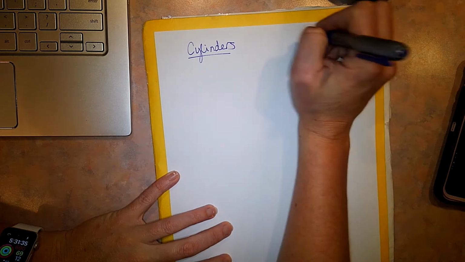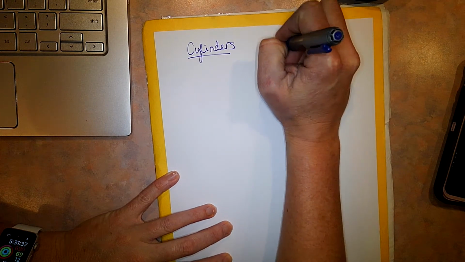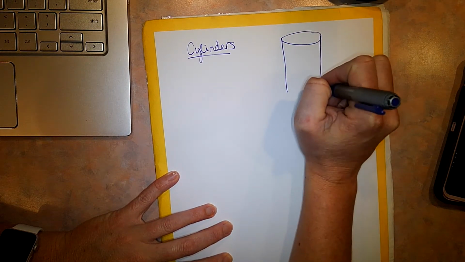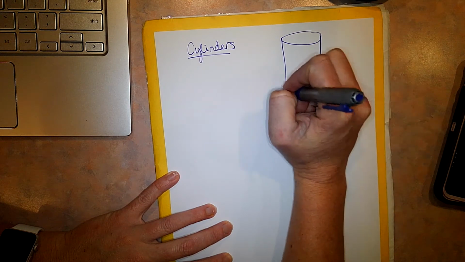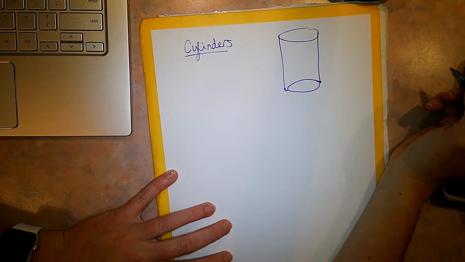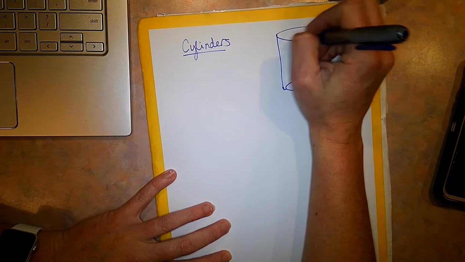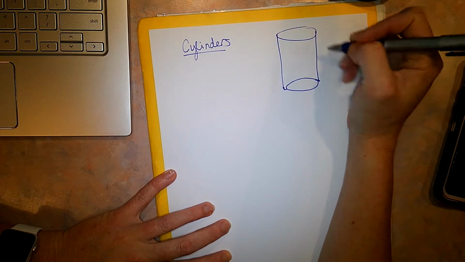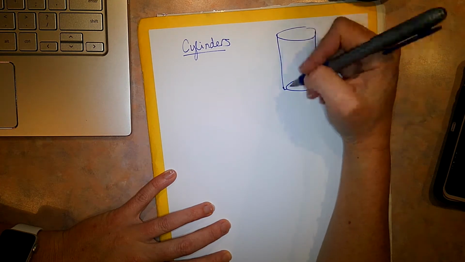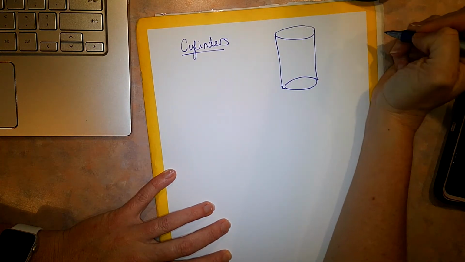Cylinders, as you know, are very similar to something like a pop can, spaghetti bottle, things like that. A cylinder is made up of a circle for a base and a circle for a top, and then two straight edges. Now, important things you need to know.